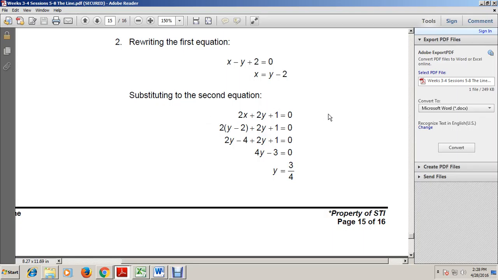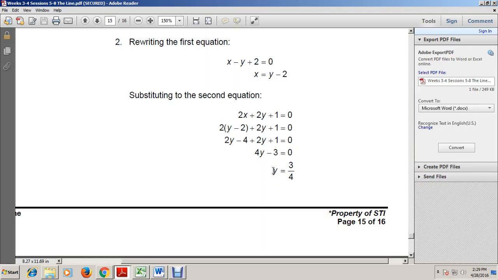Okay, so distributing 2 to y minus 2, this becomes 2y minus 4 plus 2y plus 1 is equal to 0. Now 2y plus 2y becomes 4y, negative 4 plus 1 becomes negative 3, is equal to 0. Transposing negative 3 to the other side becomes positive 3, and dividing both sides by 4, y is given as 3 over 4.